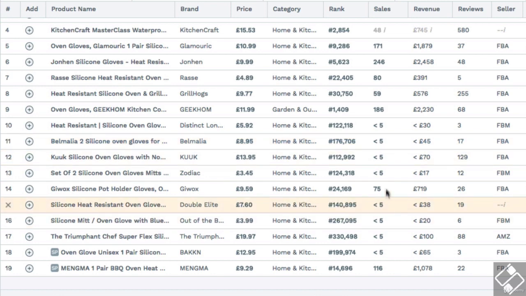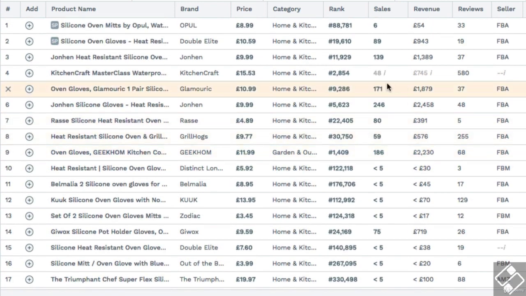We've got one or two, but other than that, everyone's not really making a lot of sales in the silicone oven glove niche here. There's not a lot of market for it.